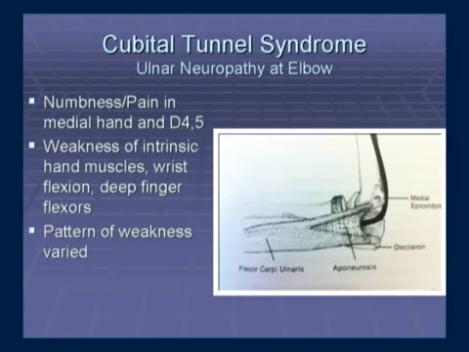The pattern of weakness is pretty variable. You'd think that any muscle innervated by the ulnar nerve beyond this point would be affected. That is not at all what happens in reality. Sometimes people will have just weakness of their intrinsic hand muscles. Sometimes when it's severe, they'll have weakness of their deep finger flexors and the wrist flexors as well. Probably the most consistent thing I see with ulnar neuropathy is people coming in complaining of numbness and tingling in these two fingers and the medial part of their hand.